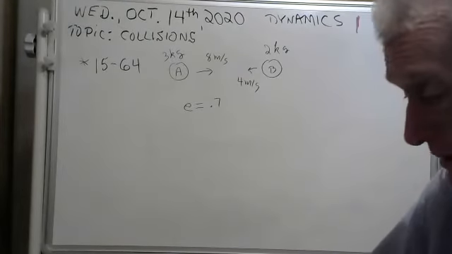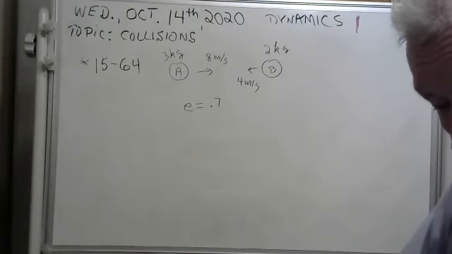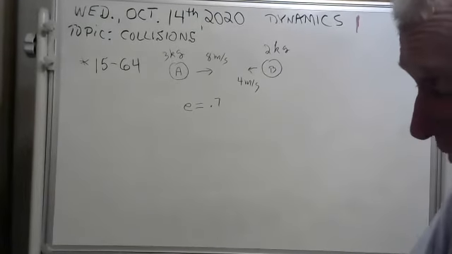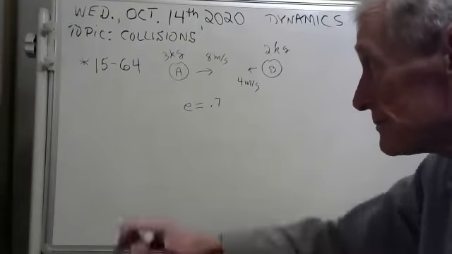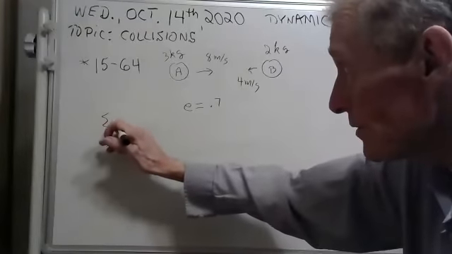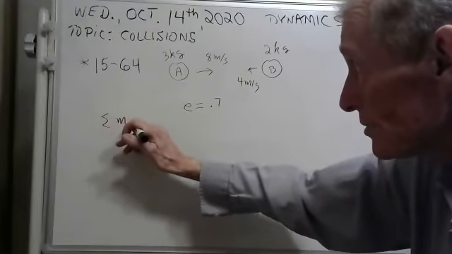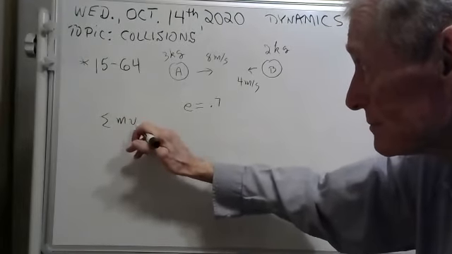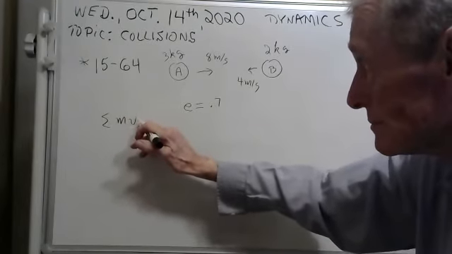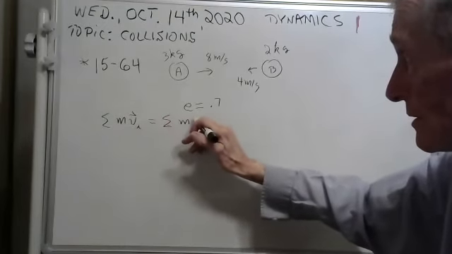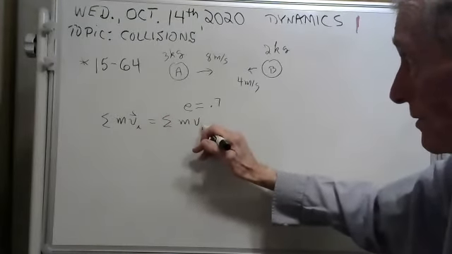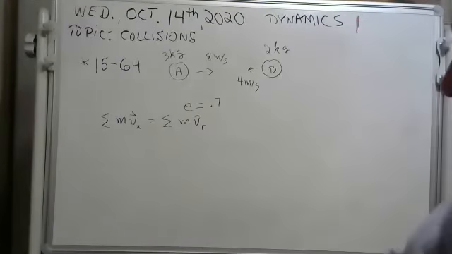Okay. Well, you get to use the coefficient or the, what do they call, conservation of momentum equation. You know, the sum of all the initial momenta is equal to the sum of all the final momenta. That's called the conservation of momentum equation.